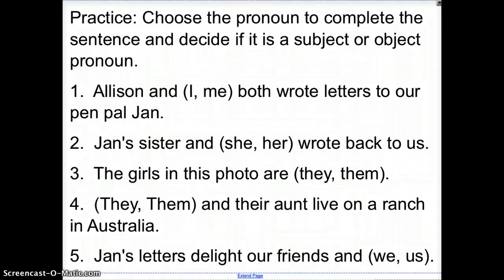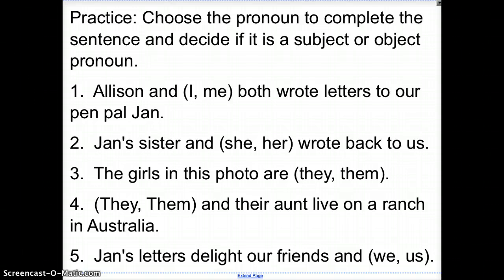Here's some more practice for you. This time I'm not going to help you find the verbs. I want you to find them on your own and look at the 3 rules and determine which is the best pronoun and what kind of pronoun it is. Remember, find the verb. Comes before the verb, always subject. Comes after a linking verb, subject. After an action verb, object.